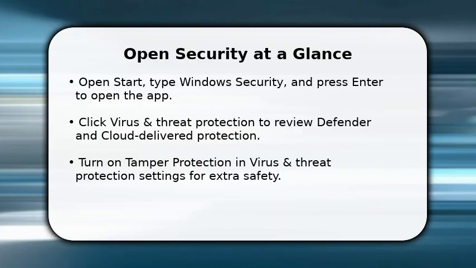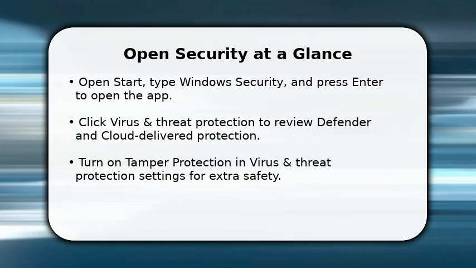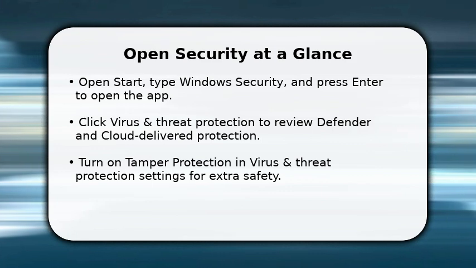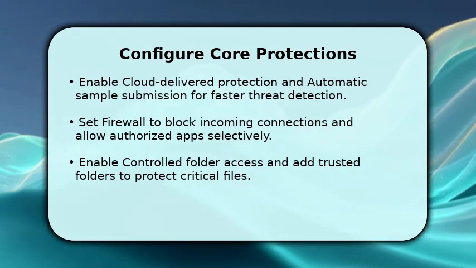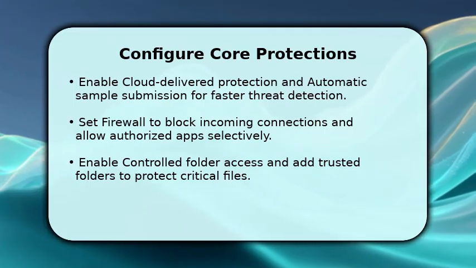Click Virus and Threat Protection to review Defender and cloud-delivered protection and scan history. Scroll to Ransomware Protection and configure controlled folder access if you need stricter file protection. Turn on Tamper Protection in Virus and Threat Protection settings for extra safety. Enable cloud-delivered protection and automatic sample submission for faster threat detection.